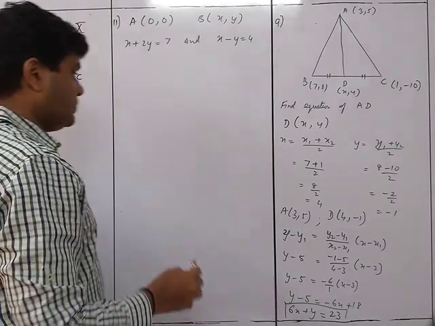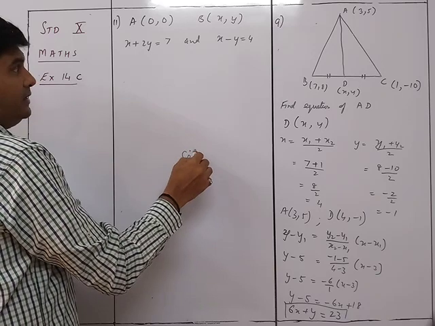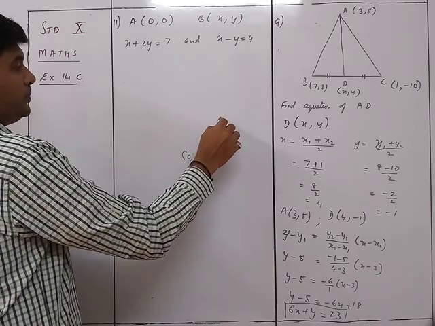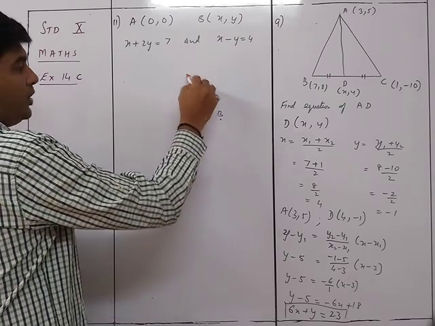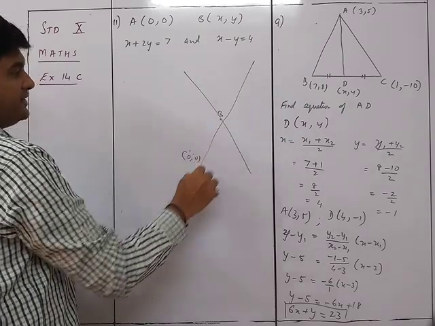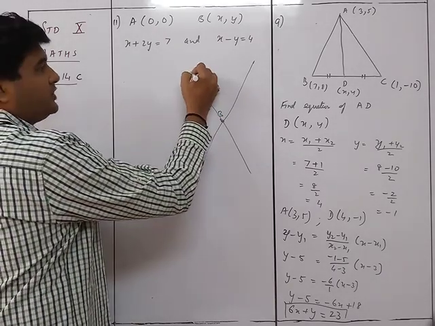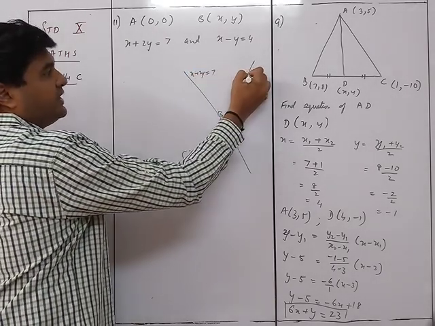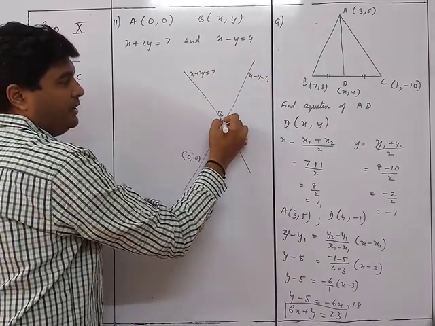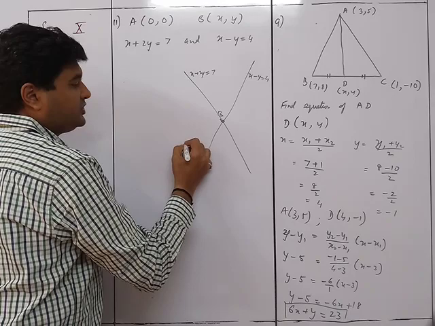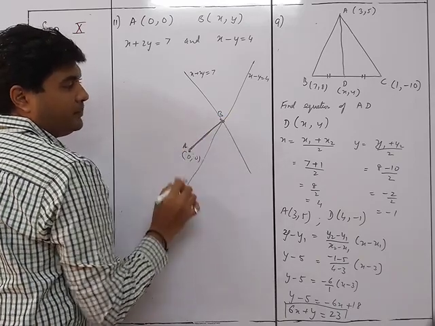So you can consider it this way: this point over here is (0, 0), O, and there is this particular point over here which is B, and there are two lines, sorry, this is the point B. So this line is x plus 2y is equal to 7 and this is x minus y is equal to 4. These two lines intersect at point B. I need to find out the equation of AB. Okay, the equation of AB is what is required.